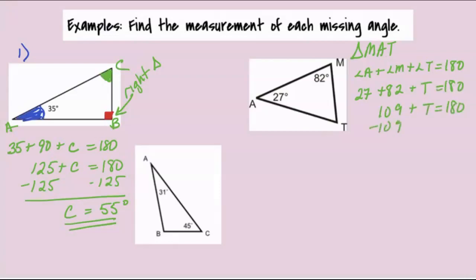Subtract 109 on both sides, and T is going to be equal to 71. And as you can see, 71 degrees, 82 degrees, 27 degrees are all less than 90. Therefore, they are all acute angles. So this is an acute triangle.